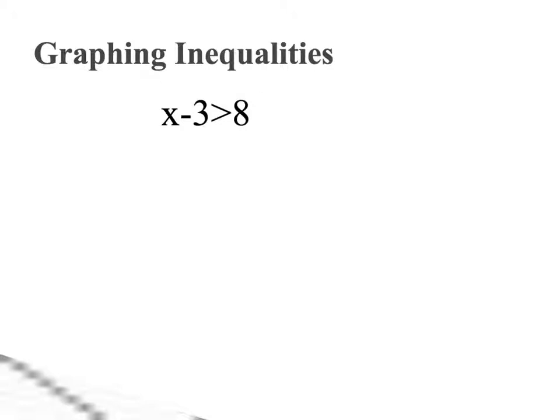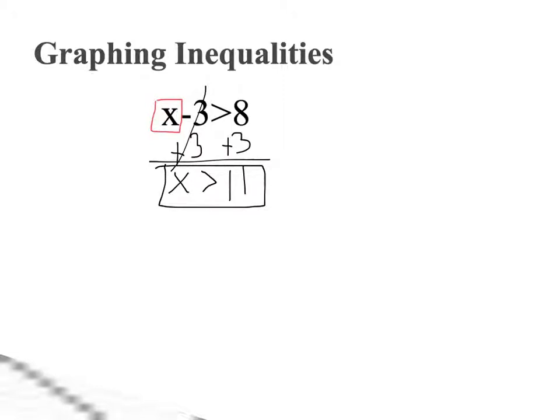Solving this inequality, we have x minus 3 is greater than 8. We need to get our x by itself, because we need to isolate our variable. The opposite of subtracting 3 is adding 3, so I'm going to add 3 to both sides. Those 3's cancel, giving me x. When you add or subtract, it doesn't affect the sign, so it stays the same. 8 plus 3 is 11. So I solve for x, and I have x is greater than 11.